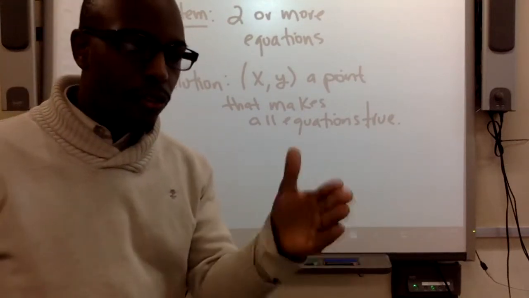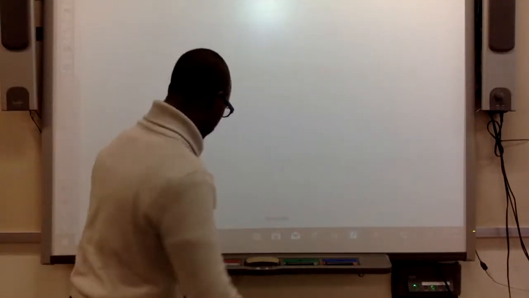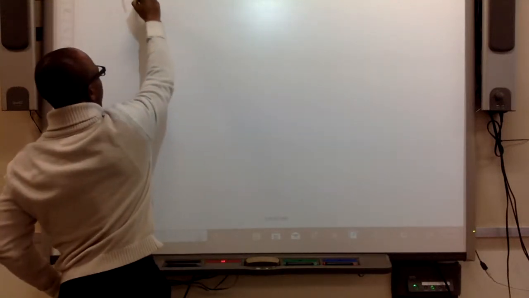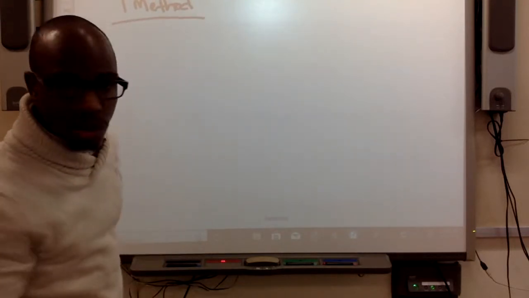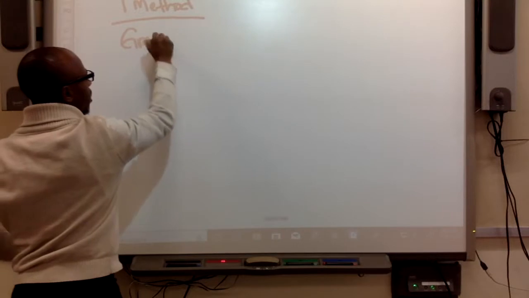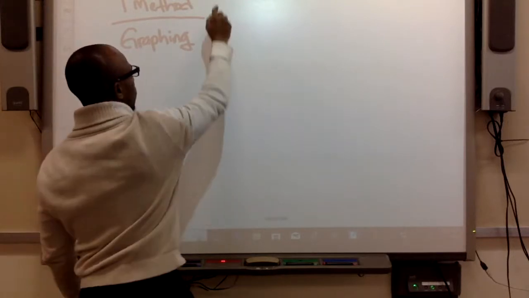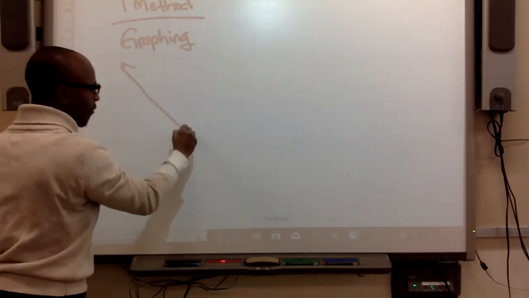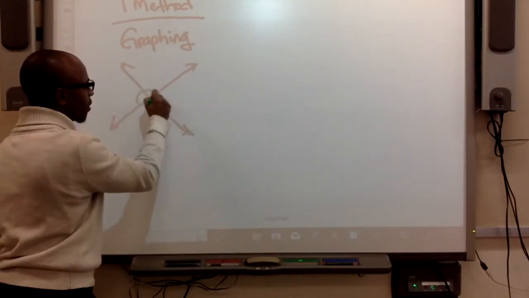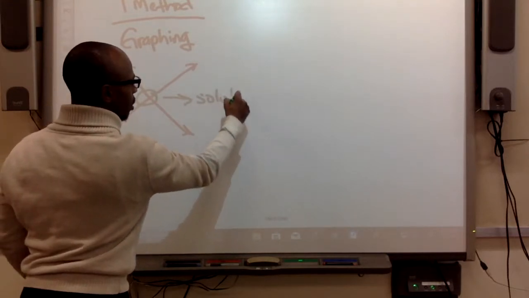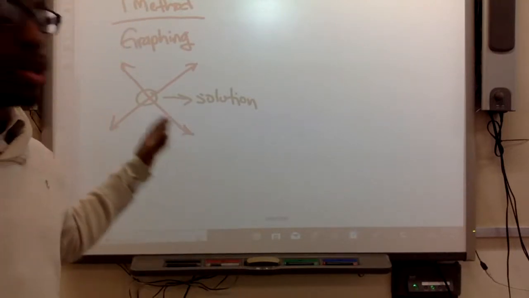We already talked about the very first method. There are three methods that we are focusing on. The first method we talked about yesterday was graphing. Graphing was one method that we found in order to find a solution. Let me just go back. Graphing was where we graphed both of the equations. Wherever they intersected was known as our solution.